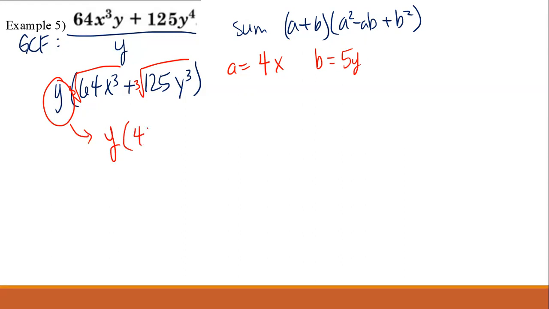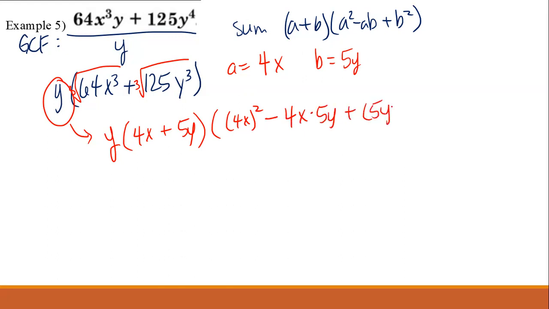So I have y, and I have 4x plus 5y times 4x squared minus 4x times 5y plus 5y squared. It's a lot. You're just plugging the values in where they go, substitution. So my final answer is y, 4x plus 5y.